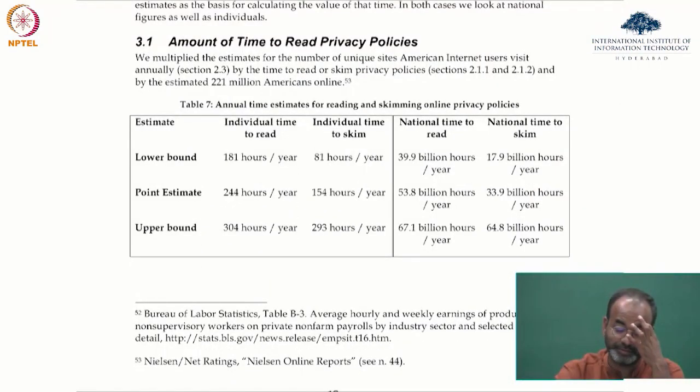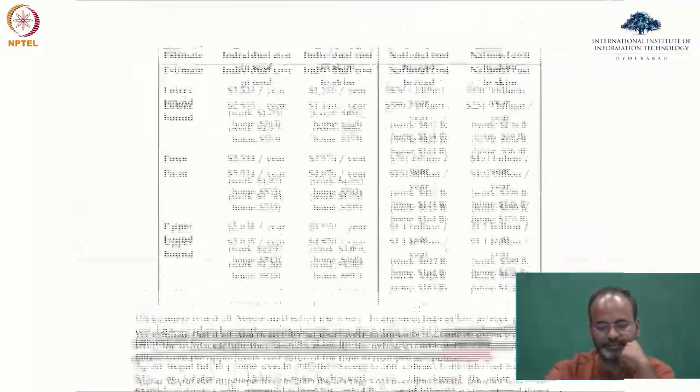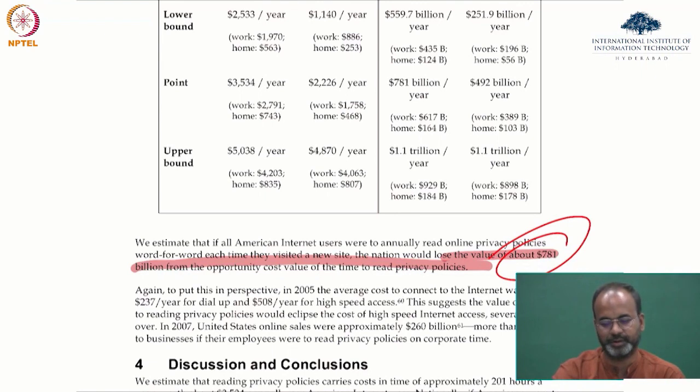Right? So if you put all of this together, which is the cost of reading and the number of websites they are going to access, you'll get the cost. That's what they did here. Right. So that means they arrive at this $781 billion.